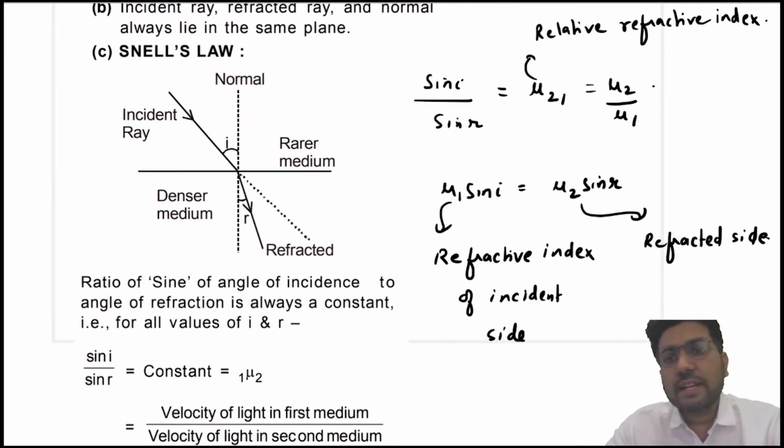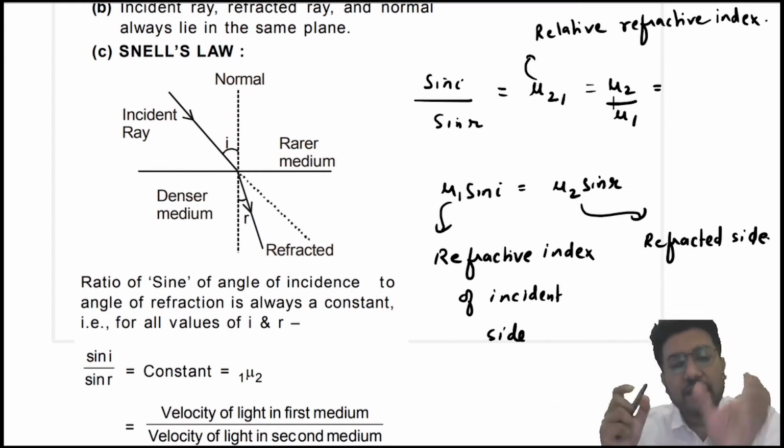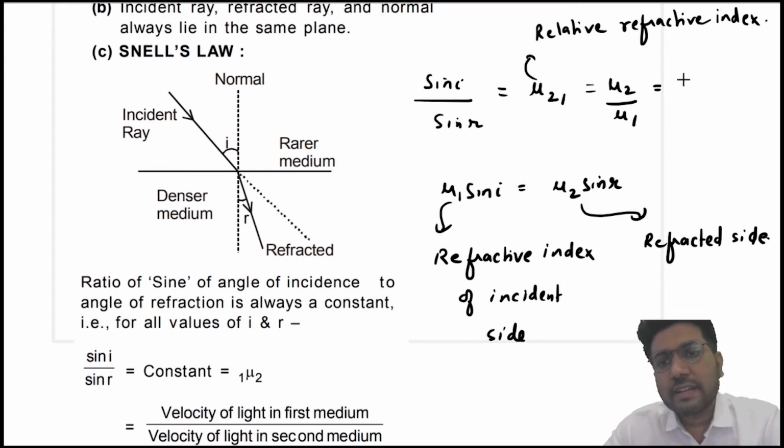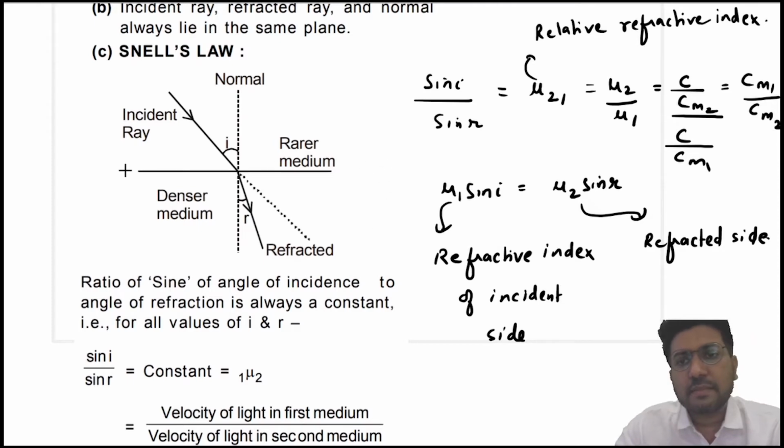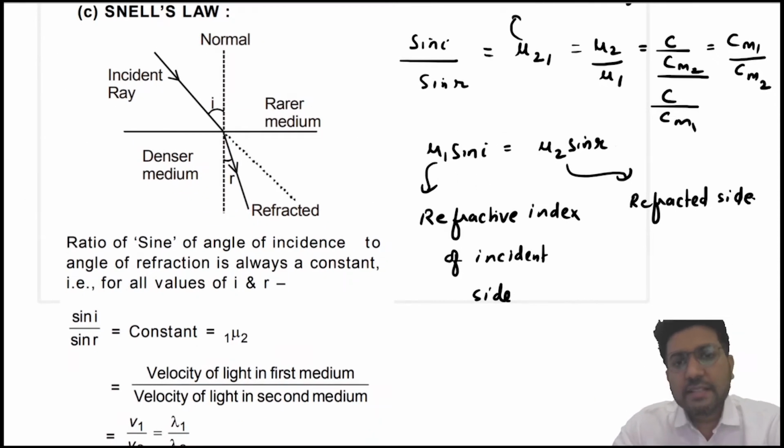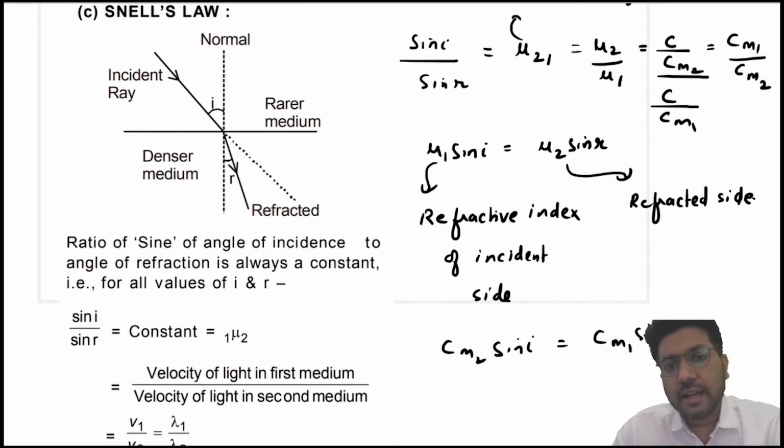But you can also write it like this. Mu is the speed of light in vacuum divided by the speed of light in medium, right? So I can write this also as C by Cm2 divided by C by Cm1. This can also be written as Cm1 by Cm2. That means the speed of light in medium 1 divided by the speed of light in medium 2. In that case, you can also write Snell's law like this: Cm2 sin I is equal to Cm1 sin R, where Cm1 and Cm2 are the speeds of light in medium 1 and medium 2 respectively.